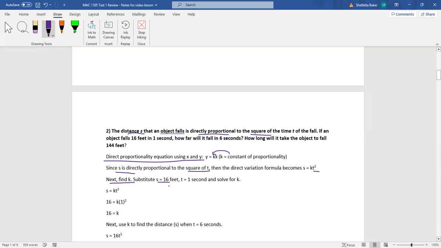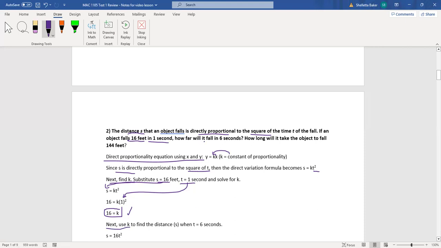Substitute the first two pieces of information that are given to us, and that is that our distance, we said that the object falls 16 feet. For s, we would substitute 16. In 1 second, so for t, we substitute 1. So in our equation, we have 16 equals k times 1 squared. 1 squared is just 1, so we're left with k equals 16. This is our constant of proportionality. And we're going to use k to help us answer these two parts of the question.